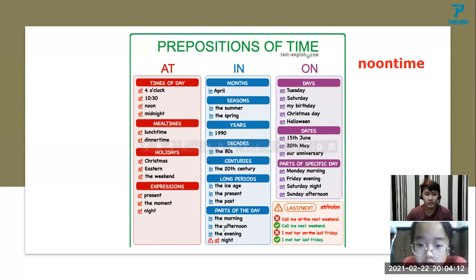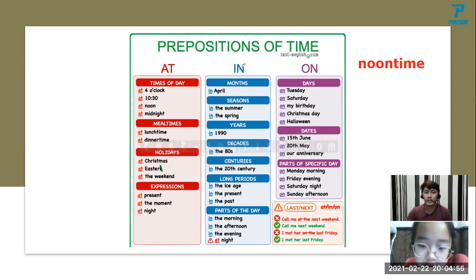Next, can you read the next word? Holidays. At Christmas. At Easter. You read it Easter. At Easter. Okay, good. At the weekend. Very good. Next. Expressions. At present. At the moment. At night. Okay, very good. At night.